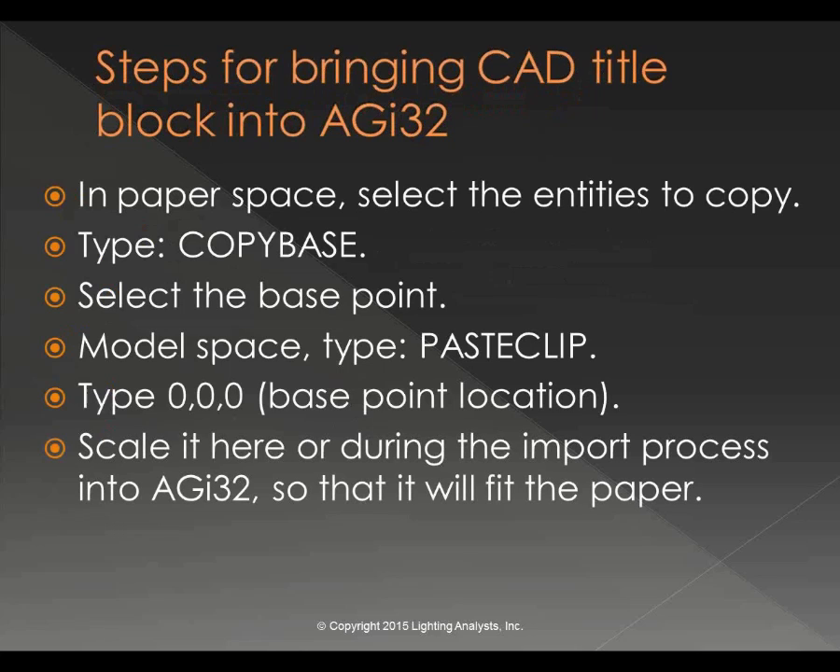Now, if I'm working in feet, this title block will be sized in feet in model mode, and therefore you need to scale it or assign units either here or during the import process into AGI 32 so that it comes in the right size for the paper that you will print it on. If you do it during the import into AGI 32, you'll need to select both the correct units for the CAD file and the correct units to convert to in AGI 32. The last step is to save this file as a DWG or DXF, making it ready to import into AGI 32. Next, we'll do that import.